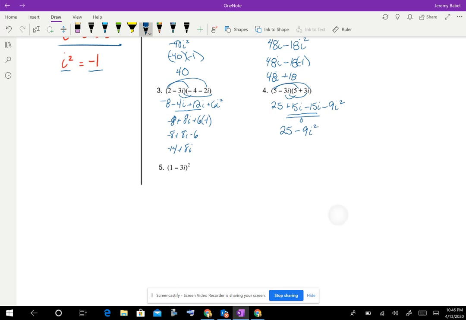But what is i squared? i squared is -1. So we've got 25 minus 9 times -1, so that's going to be 25. Negative times a negative is a positive, plus 9, and 34. So this complicated looking multiplication simplifies into just a nice number, 34.